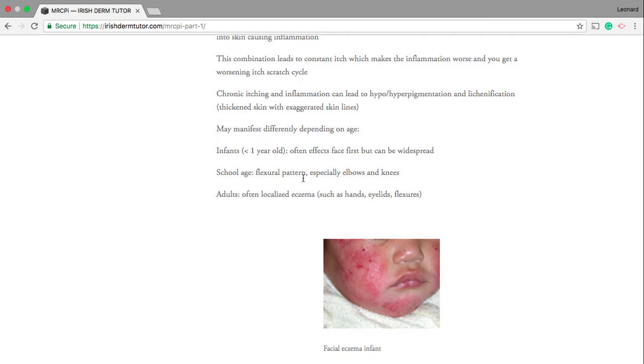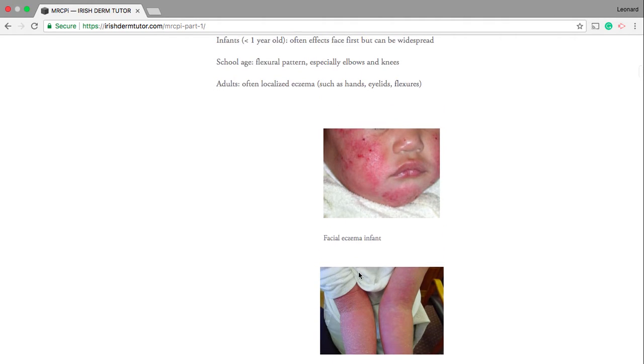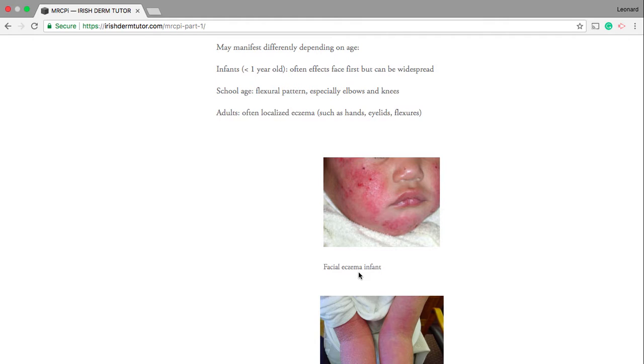So for instance, in infants less than 1 year old, it often has a predilection to the face, although it can affect other areas and be more widespread. Then as the patient gets to school age, it often adopts a more kind of flexural pattern, particularly around the elbows, around the knees, but also around the ankles and maybe flexural areas of the neck. Then, as patients get older and get into adulthood, the eczema usually improves, but it can still present locally.